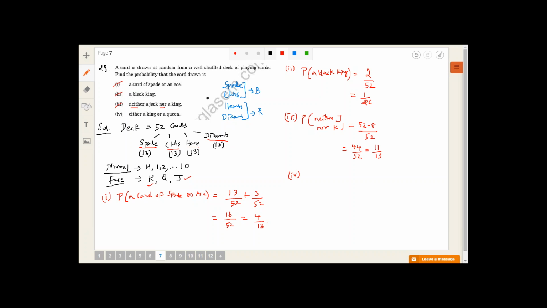Fourth problem says either a king or a queen. King, it has 4 and queen, it has 4. So it says either or. So we need to include both. So probability of getting either a king or a queen is equal to 4 by 52 plus 4 by 52, which is nothing but 8 by 52. When simplified, it becomes 2 by 13.